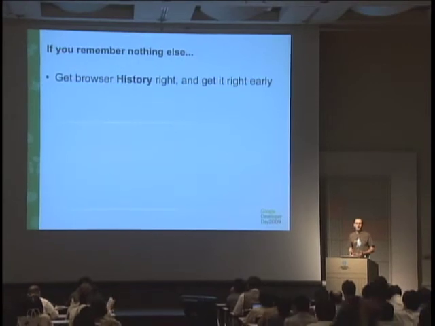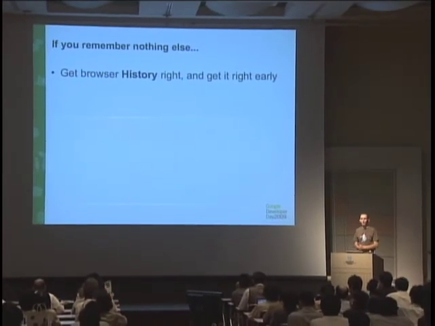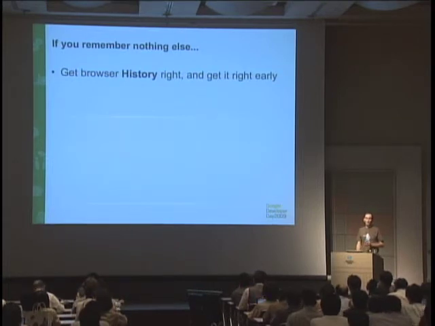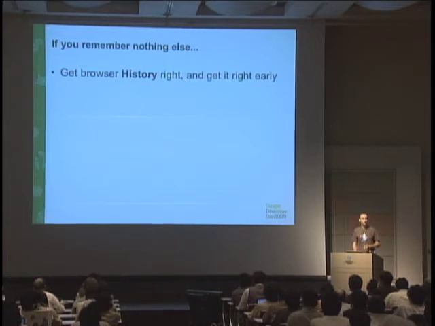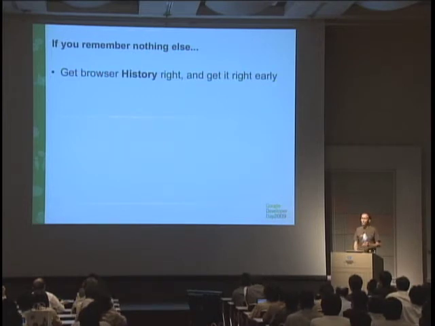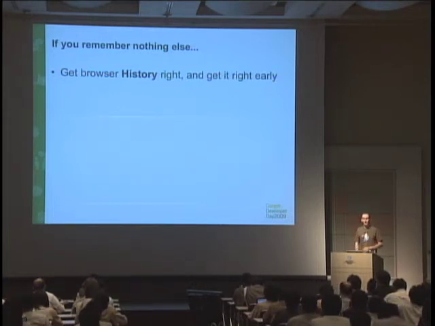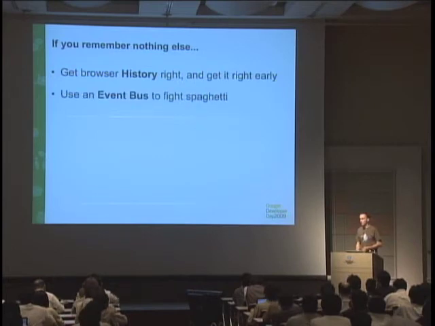If you remember nothing else, if you have to leave early and you want to know what are the lessons for this talk, there's kind of these three things. One, get the browser history right and get it right early, which means when you build your web application, make sure the back button and the forward button work, and make sure that your application is bookmarkable, so that if a user is in the inbox and they click a bookmark, that state is saved. If they're on page 2 of a 5-page wizard, you can save that state with a browser bookmark.